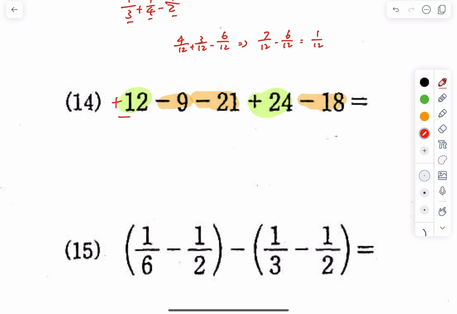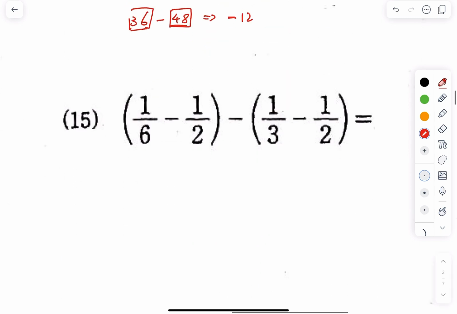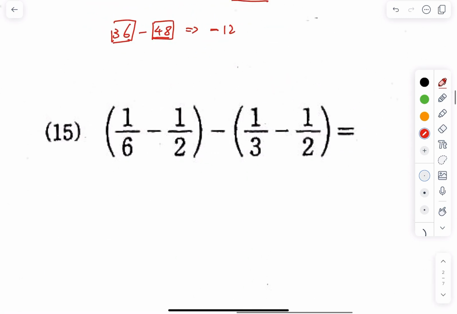So if we find friends, 12 plus 24 is 36. Negative 9, negative 21, negative 18 is negative, let me do my calculation, 48. So then at the end of the day, my answer would be, again, using a smaller numerical value minus a larger numerical value, so it will be negative, and 48 minus 36 is equal to 12. So that's my answer. Question number 15.